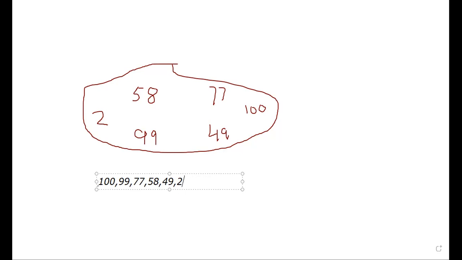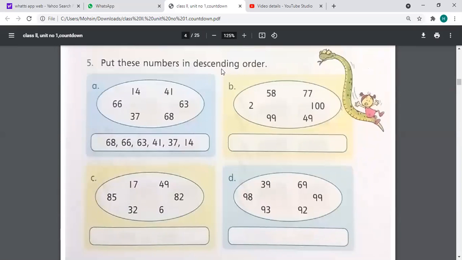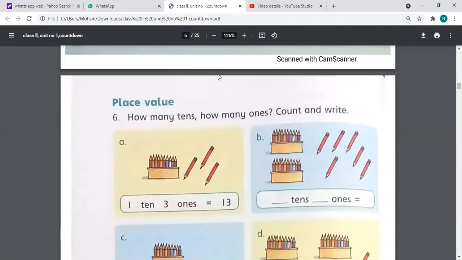Now come back to the book again. You can do parts A, B, C, and D using descending order. You have to do these parts. In these parts, what you have to do is write them in descending order.